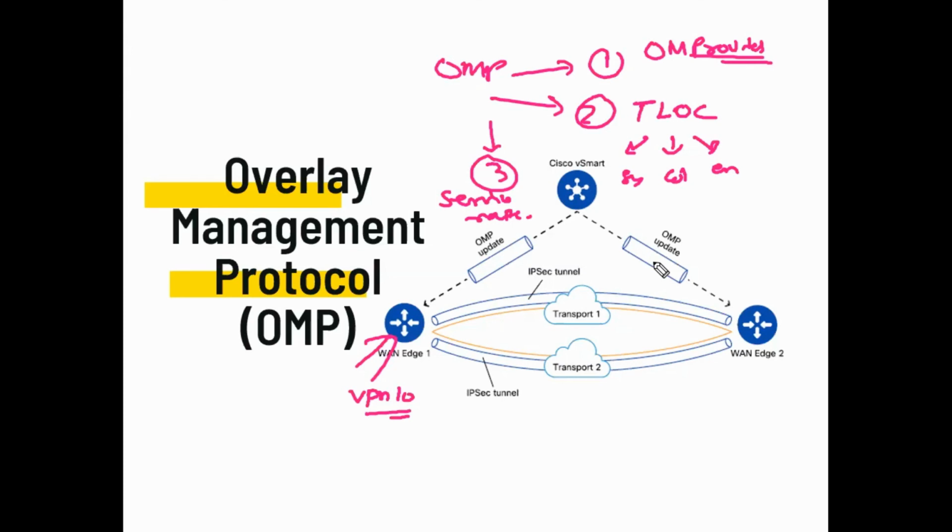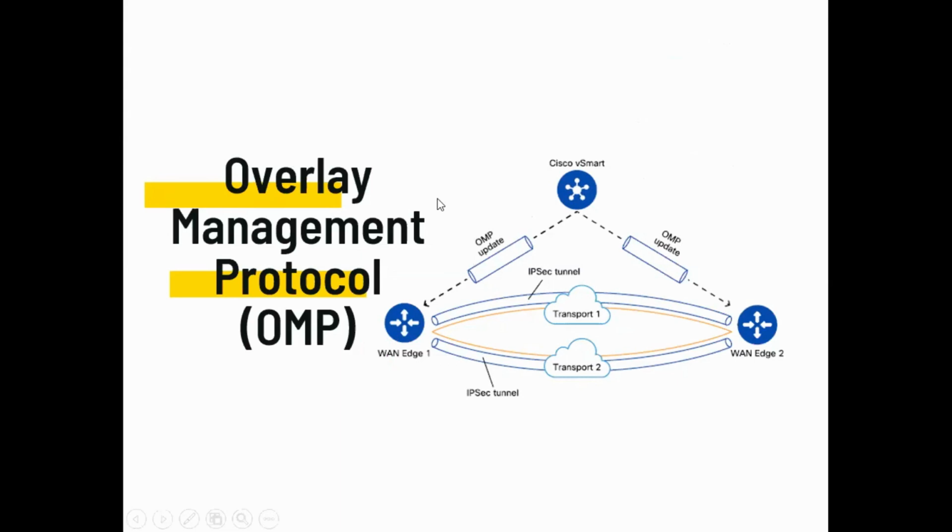So VPN labels are sent in the update to tell the vSmart controller which kind of VPN services are at the remote site. And you can have all of these kinds of routes available in your topology when we are talking about the Overlay Management Protocol. Any doubt? And again, all of this will work under your DTLS and TLS connections only.